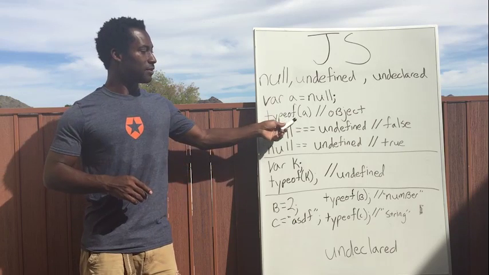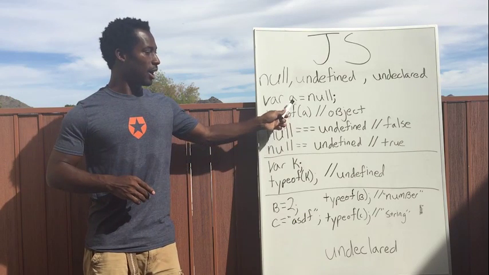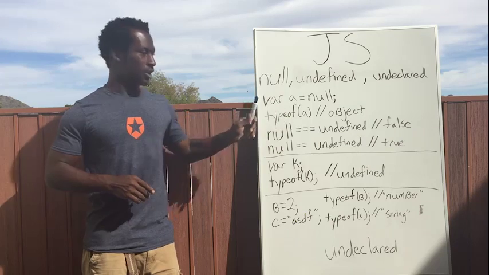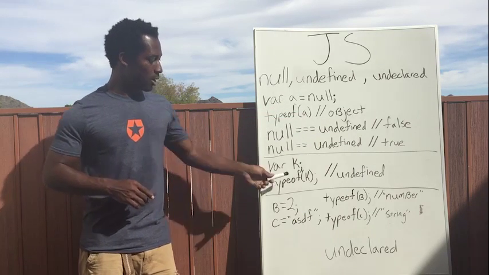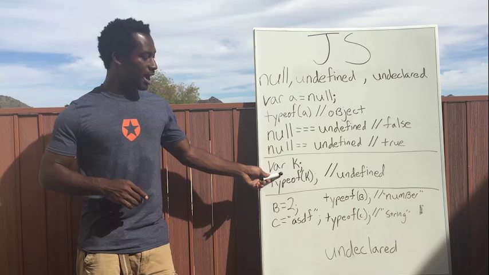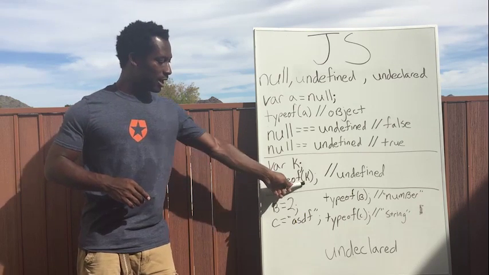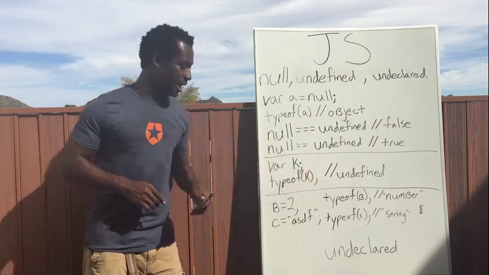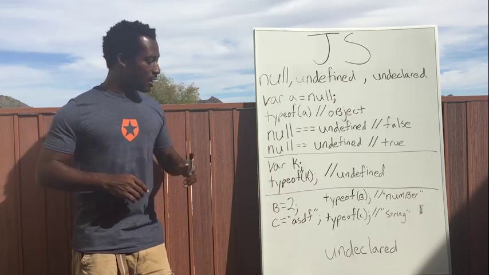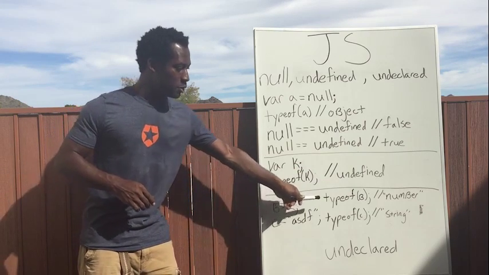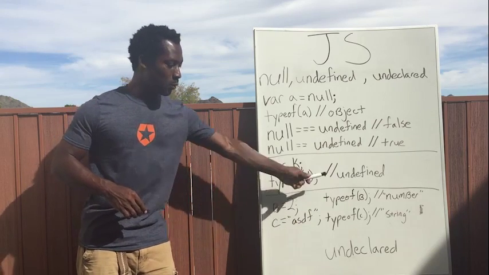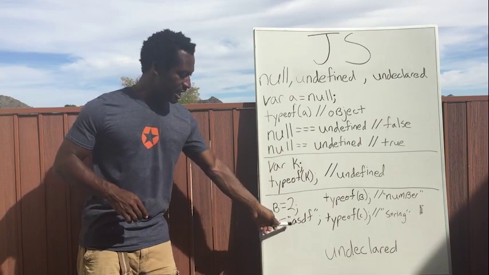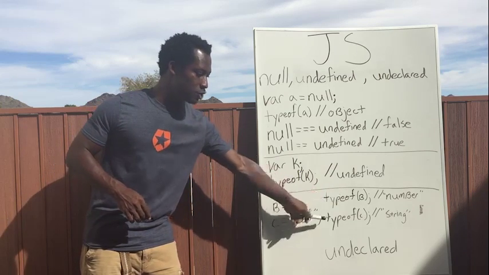If you do a typeof test for a variable that's assigned null, you will get object. The type of null is object, whereas the type of undefined is going to be undefined. And with undeclared, typeof will give you the type of the value that it is. For instance, B assigned 2 will give you number. C assigned the string ASDF will give you string.